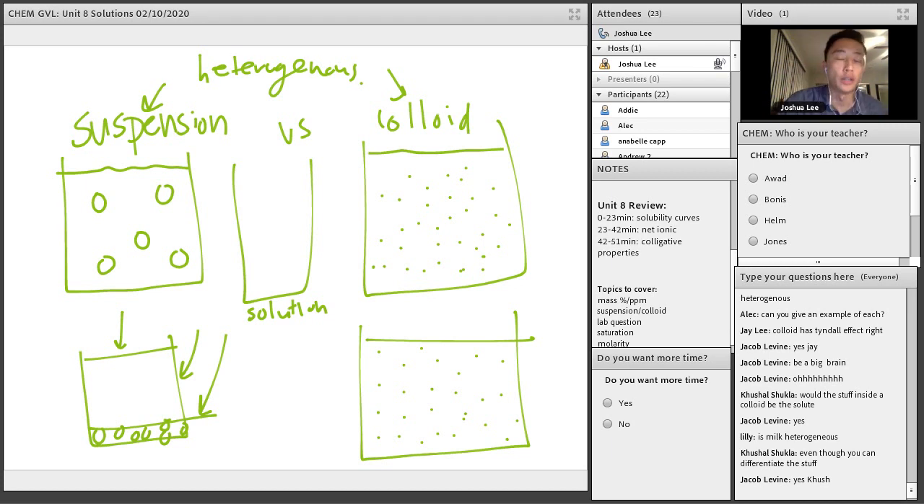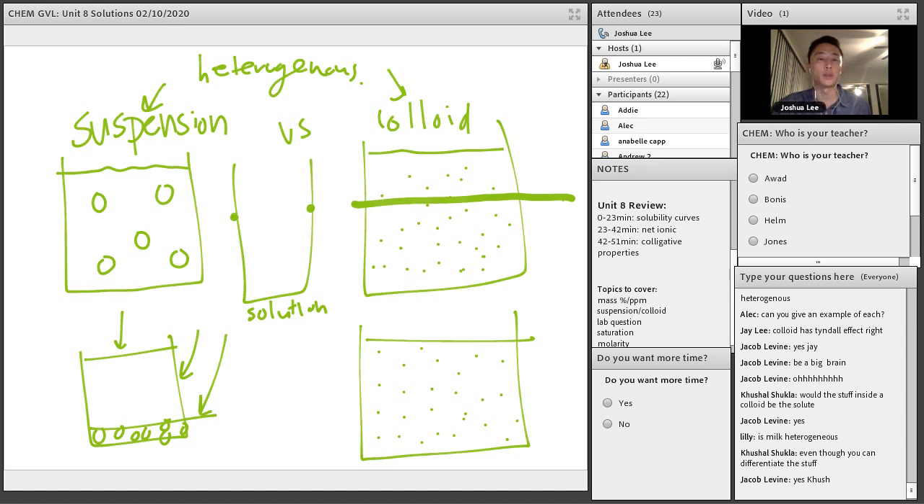So if you shot a laser through it, the Tyndall effect is how you really determine if something's a solution versus a colloid. You shoot a laser through it. You'll see the laser go through the colloid, but then as soon as it hits the solution, you'll see it probably on the glass there and then right there. And you won't see it go through the solution.